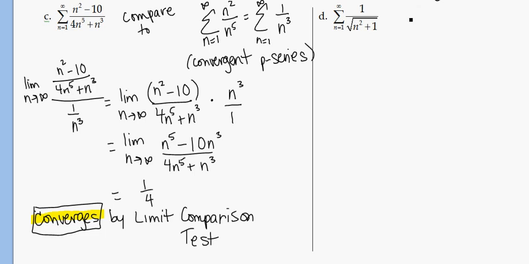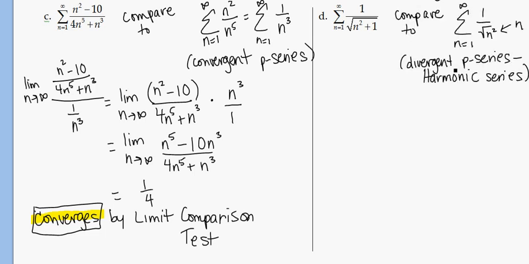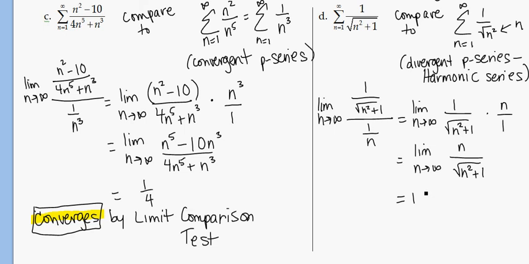Okay, try this next one on your own and again compare. So we compare to the divergent p series 1 over n. And this limit equals 1. So since we compare to a divergent series, our series also diverges.